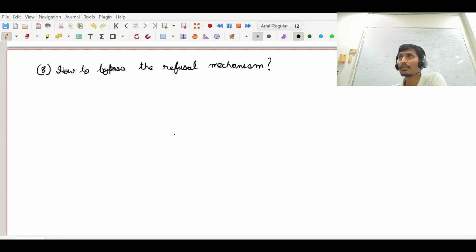Our goal would be to specifically come up with experiments on how to bypass the refusal mechanism. And people have done it earlier. There are some papers, so we would also like to try to replicate those papers. What are the main results?